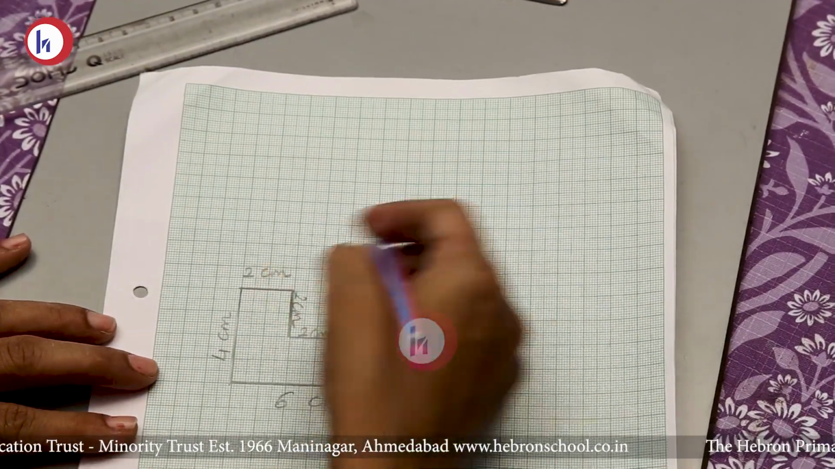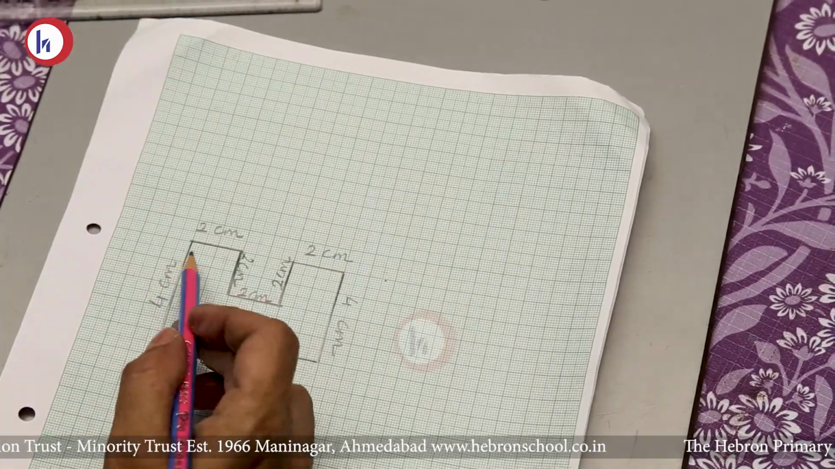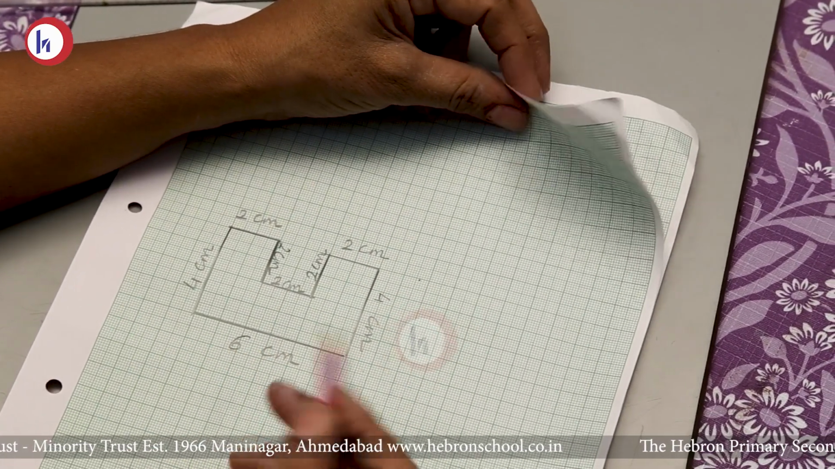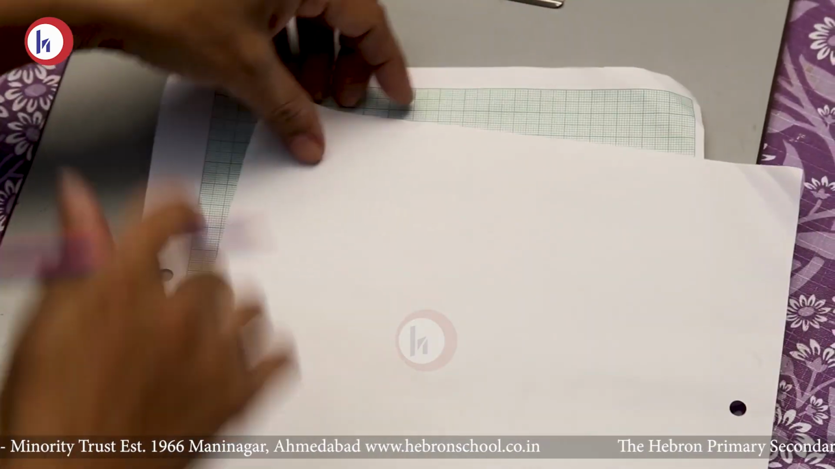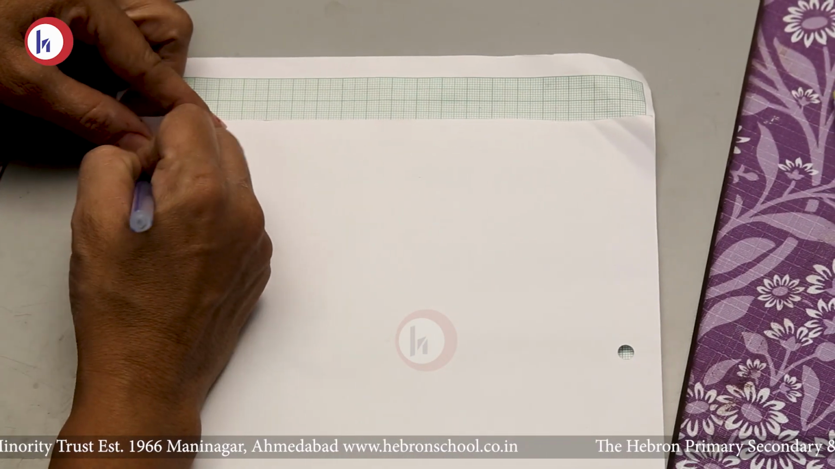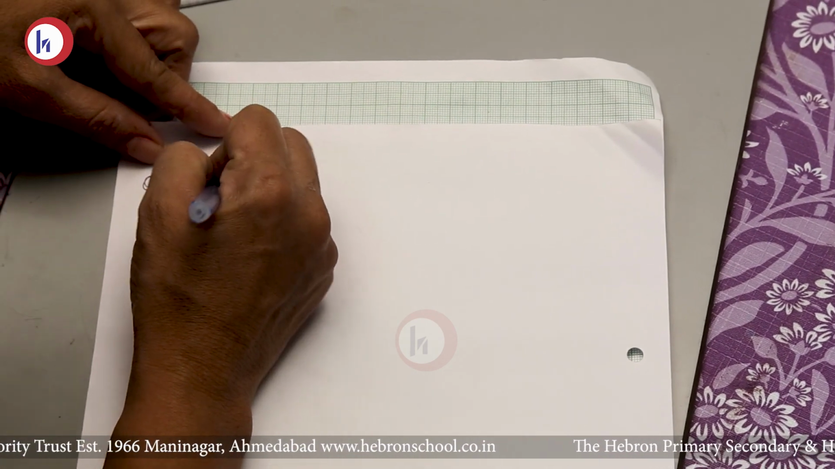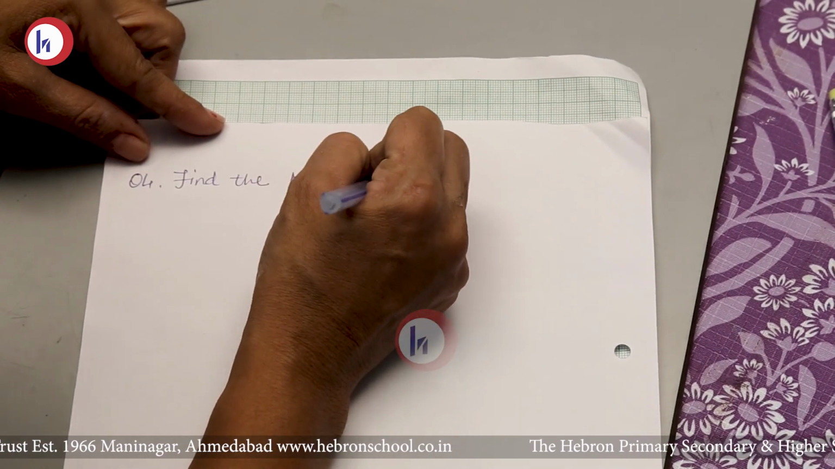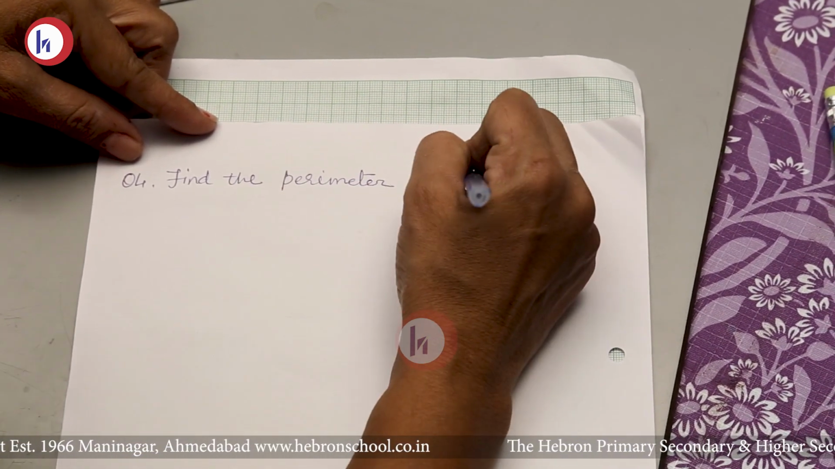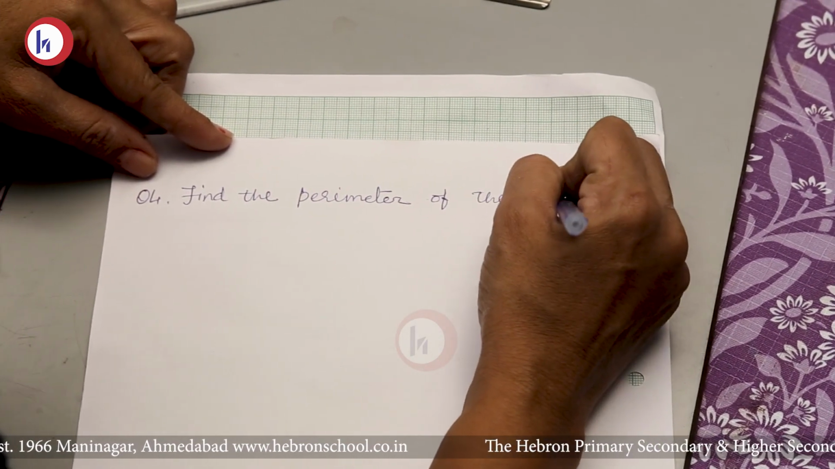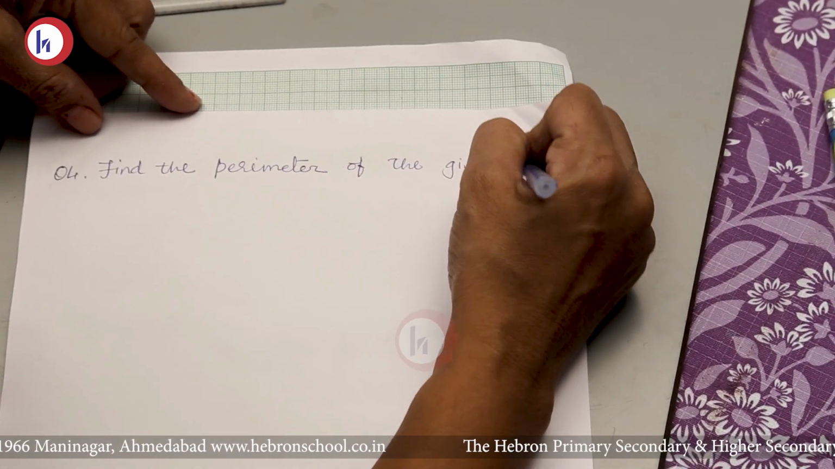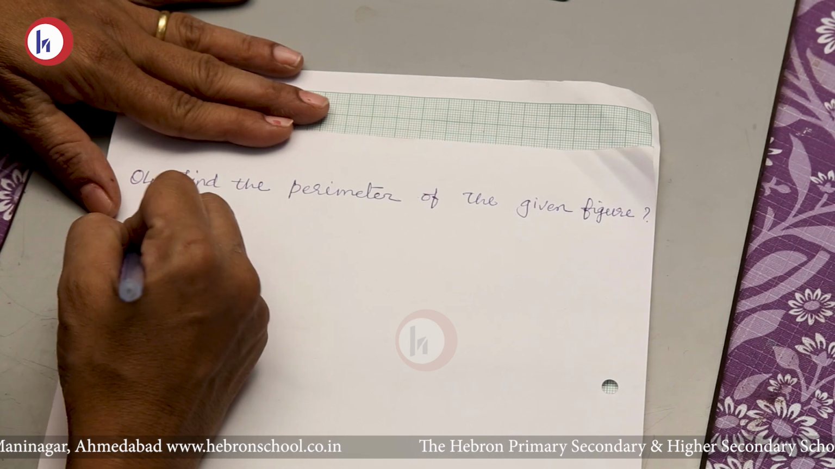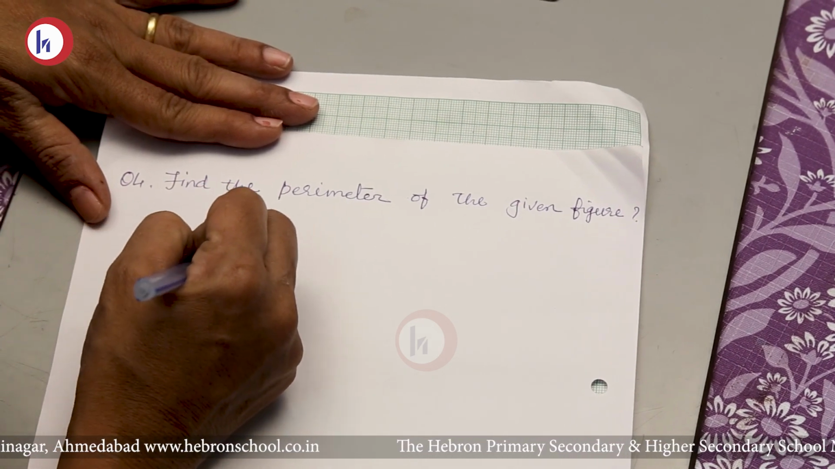So we label all the boundary, all the sides of the figure. 4 plus 2 plus 2 plus 2 plus 2 plus 2 plus 4 plus 6. Oh, we will miss out. Okay, come on, let's count. You have to write, find the perimeter of the given figure, question mark. Okay?